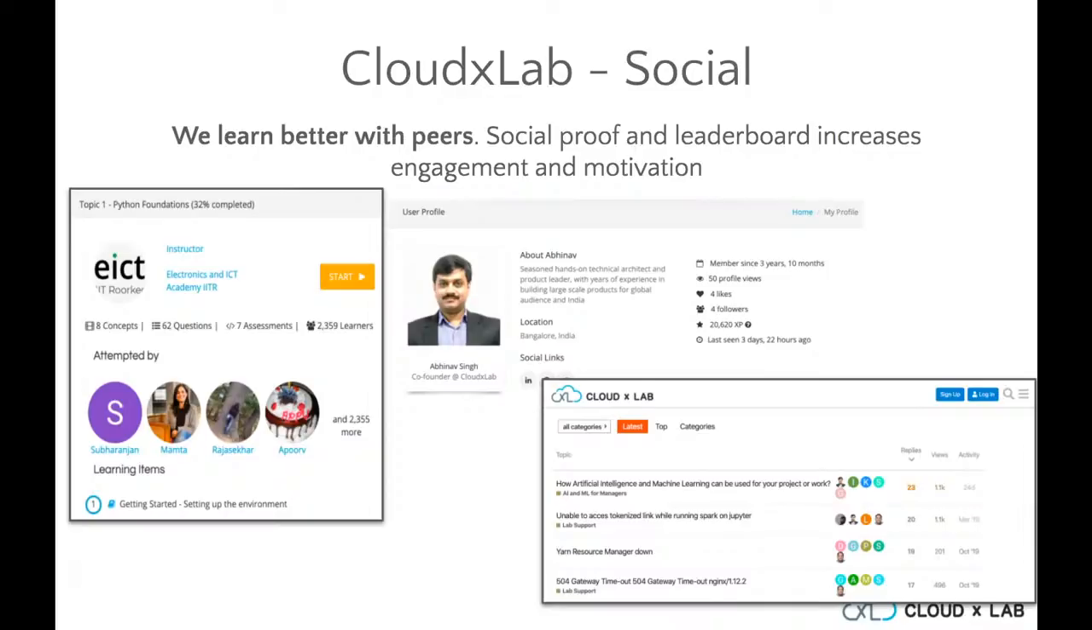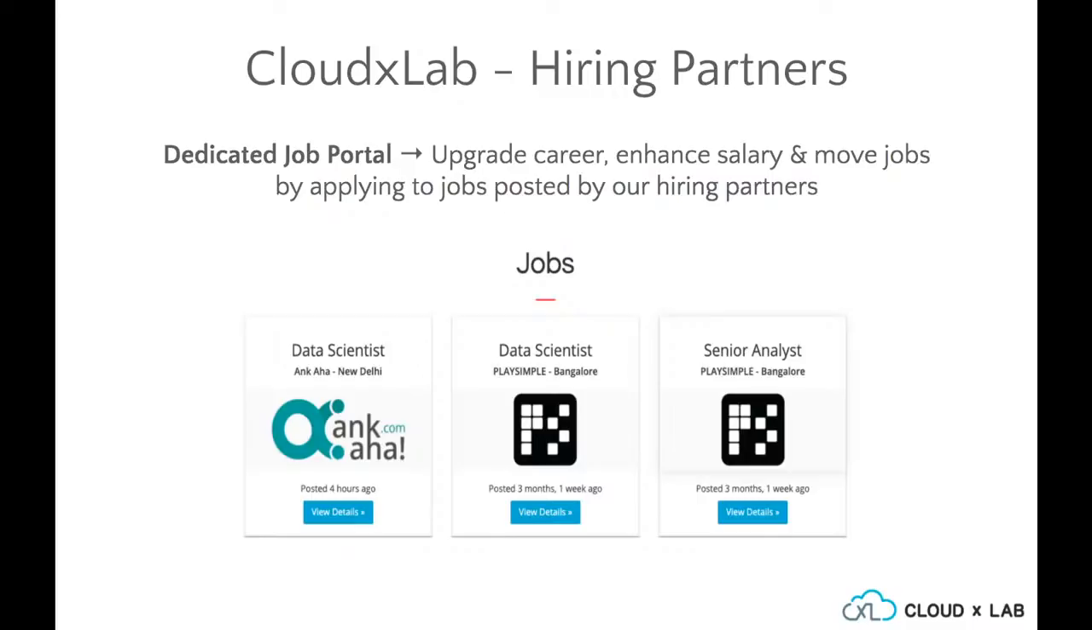Then there is a forum on which there is a lot of active discussion. You participate in the discussion, or you ask a question or answer. This would help you develop in general. Now, we have a job portal, so multiple people apply, post jobs, and we recommend our candidates.